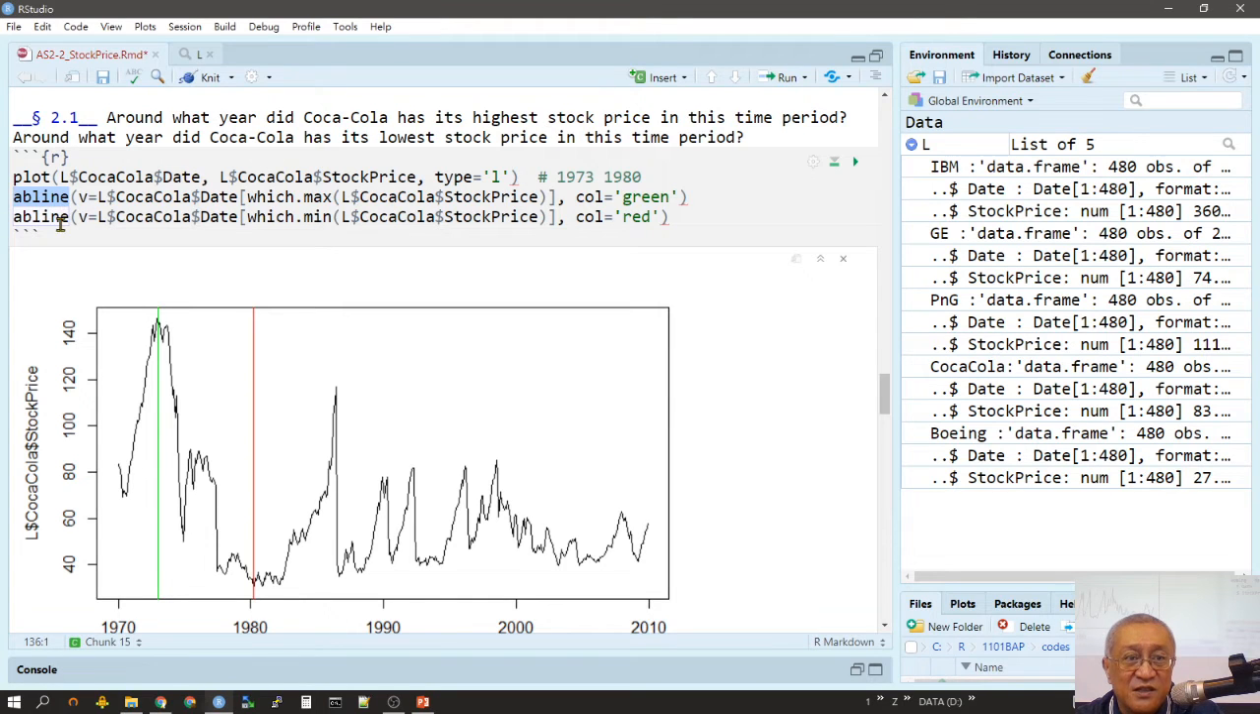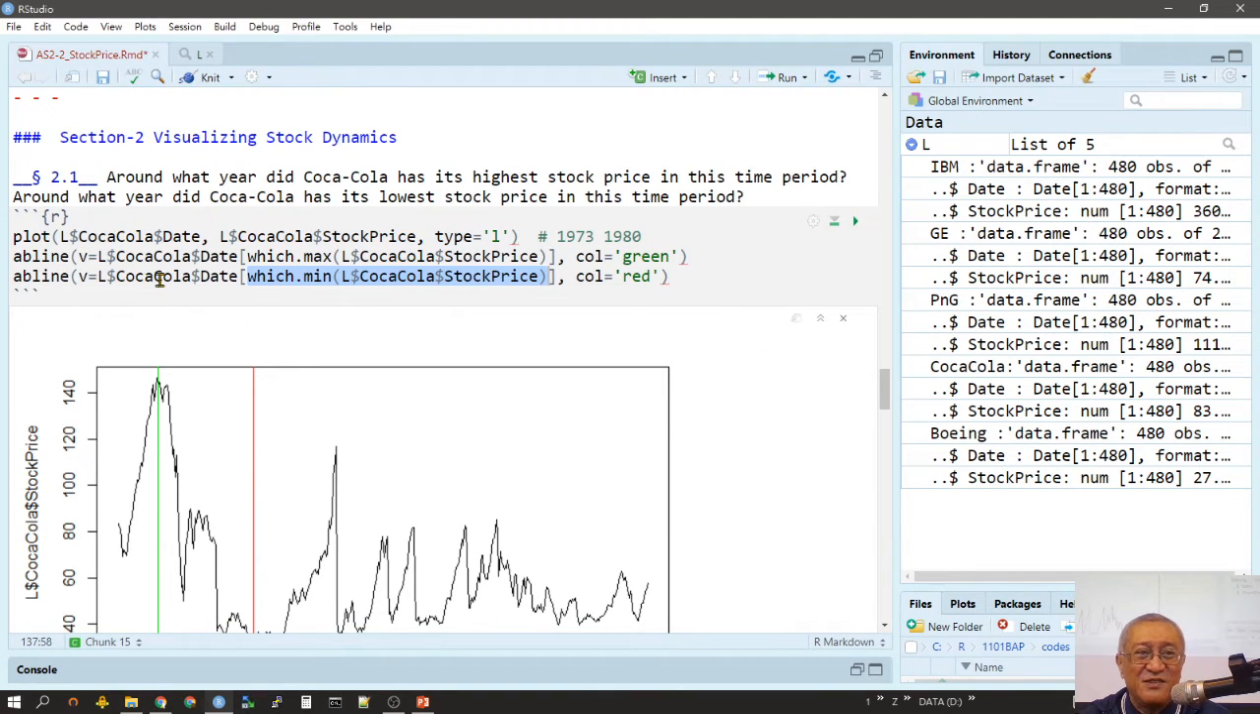This function abline is actually to add some assisting lines. So look here. I'm doing which.max as the index, which means that I'm indexing the point of the highest price, and here I'm indexing the point of the lowest price. With these two, I want to see the date because I want to draw a line in the position. So it's like 1973 and 1980. That's the way we do it on the plot. You get the point? Okay, so actually this question can be done without a plot. You can actually do this.